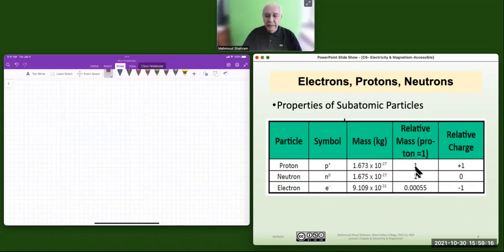So if we assign 1 to this amount of mass, then the mass of the neutron is pretty much the same as the proton, with a very small difference between the two. However, the mass of the electron is much smaller, as we mentioned earlier. It's 9.1 times 10 to the minus 31 kilogram. As far as their charges, the electron has a negative charge. We assign a charge of -1 to the electron, and then the proton has positive charge and the neutron has 0 charge.